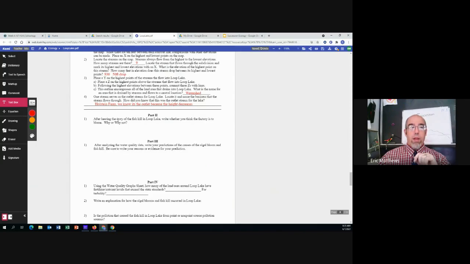So, after hearing the story of the fish kill, write whether you think the factory is to blame or not. All right, background for the lab here. It's earlier in the pages, but I'll summarize. The town got concerned because all of a sudden a lot of fish in that lake died. And they wanted to blame the factory because the factory just moved in. Factories make pollution. Pollution entered their lake, killed their fish.